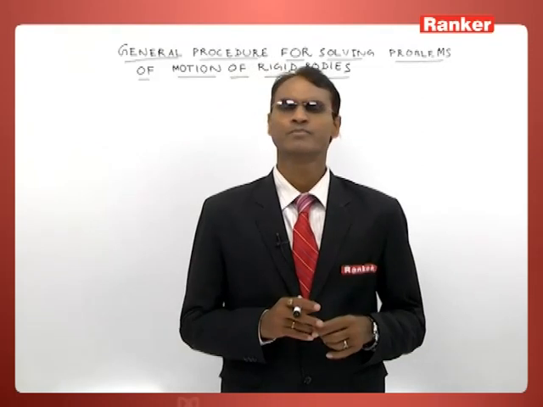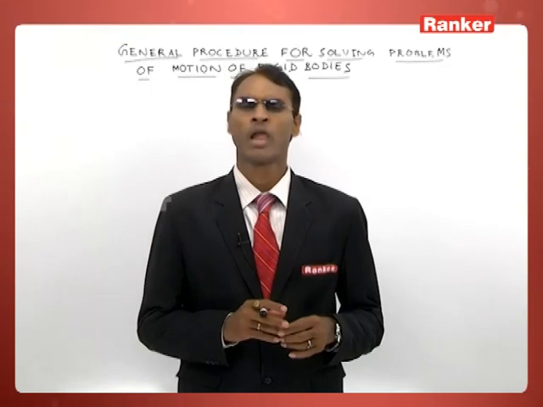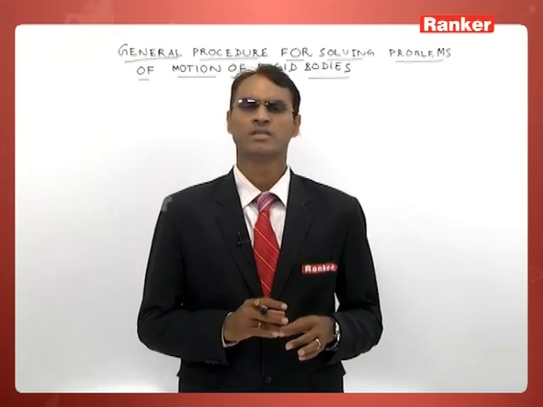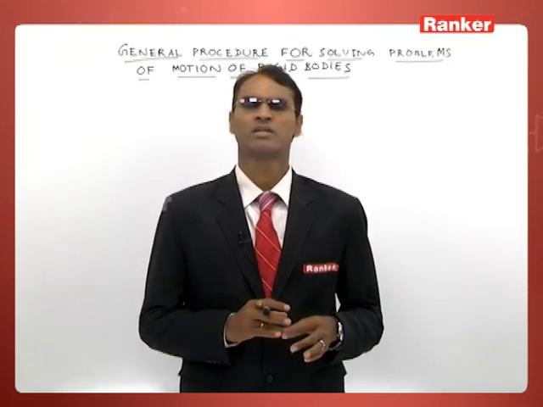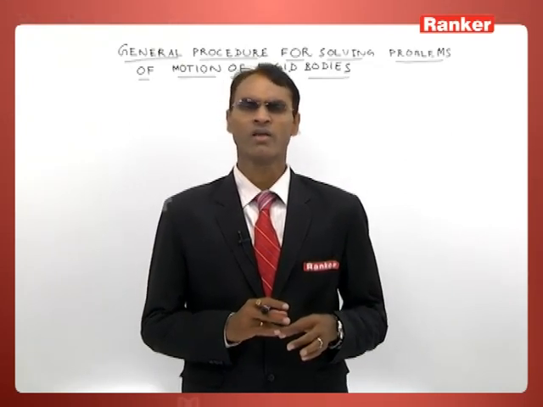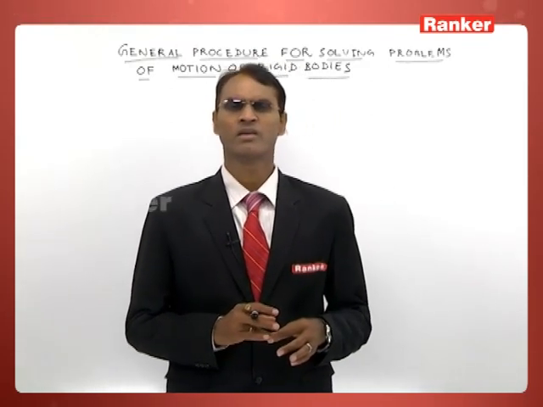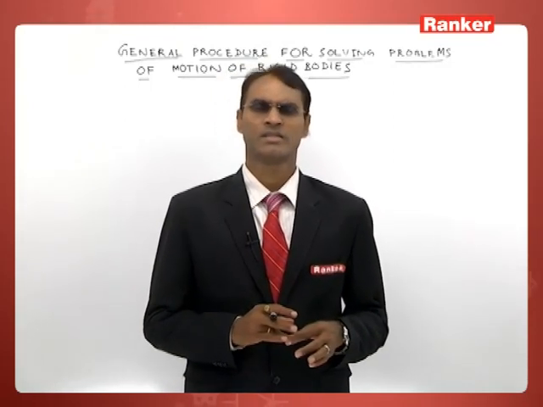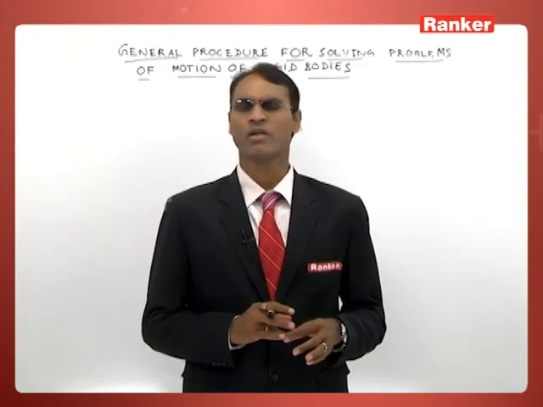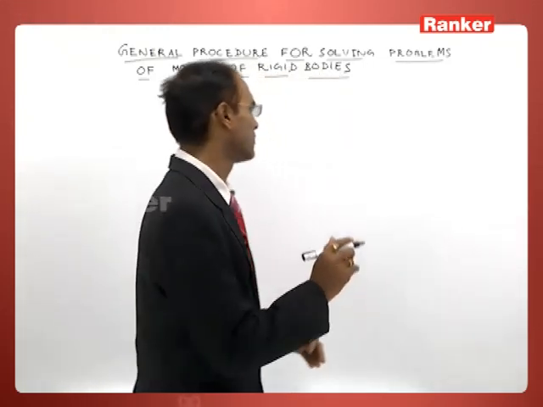So, in the center of mass frame, we will take the torques of all external forces with respect to the center of mass of the rigid body and equate the torque with I into alpha, where I or IC is the moment of inertia of the rigid body about the centroidal axis. Alpha is the angular acceleration of the rigid body. This is called Newton's law of rotation.